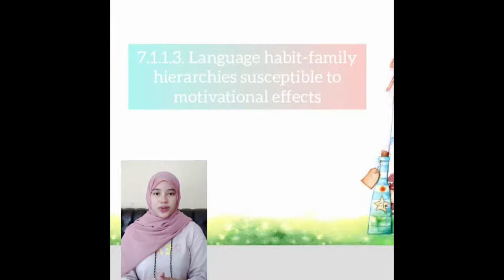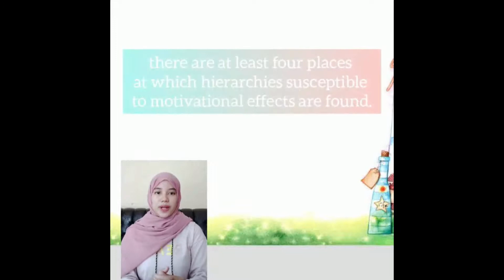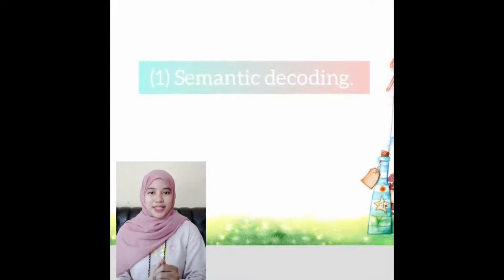7.1.1.3 is Language Habit Family Hierarchies Susceptible to the Motivational Effect. Referring back to the general learning theory models of decoding and encoding processes developed in section 6.1, there are at least four places in which hierarchies susceptible to motivational effects are found. Number 1 is semantic decoding.